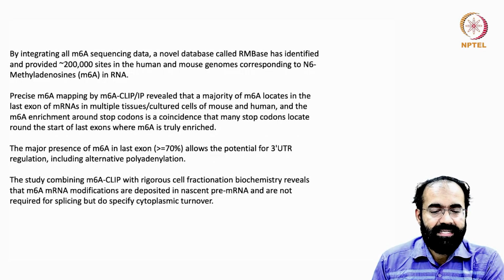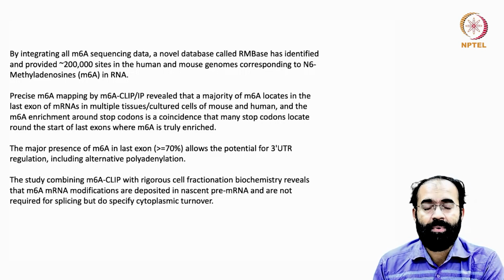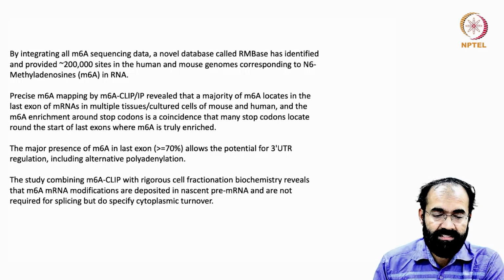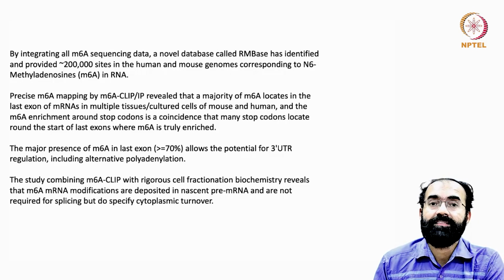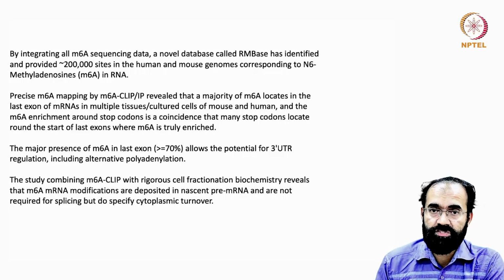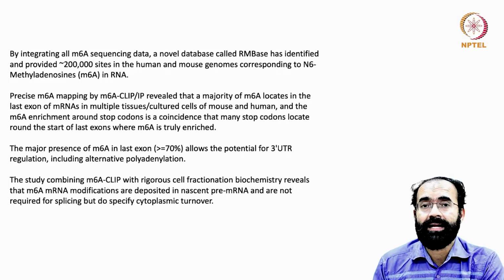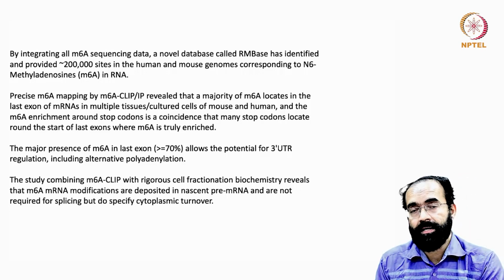So by integrating all the M6A sequencing data, the detection of this M6A prevalence in the mRNA population is very much possible, because we have a lot of sequencing methods available to detect them. A novel database called RMBase has identified and provided around 200,000 sites in the human and mouse genomes based on this prediction. Like we already saw the consensus sequence and how many mRNAs have this and how many possible binding sites are in those mRNAs.